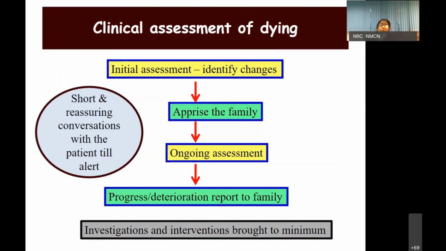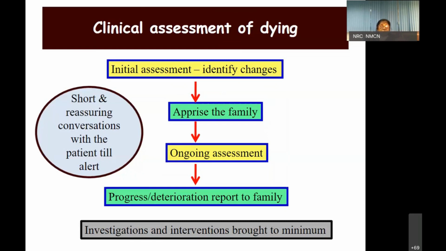So your role as a resident in the ward would be to identify these changes, apprise your seniors, and then also apprise the consultant. Keep doing this assessment time and again. Keep informing the family. These have to be short, reassuring conversations with the patient's family, or with the patient till the time he's alert, and keep understanding. You also have to internalize the process of dying.